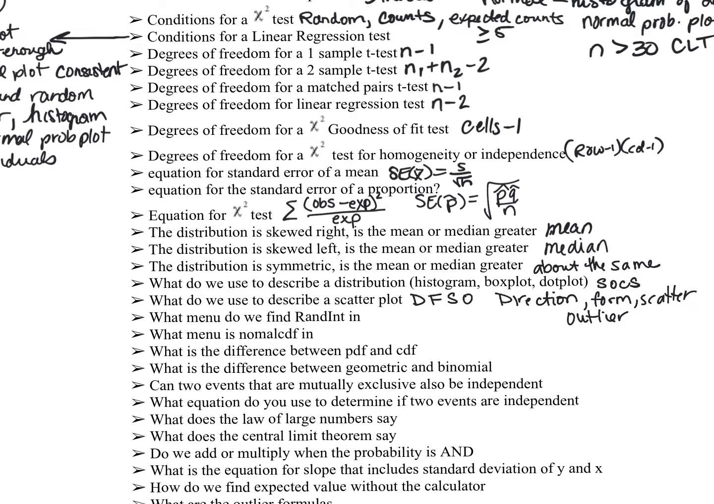And then outliers. Okay, if you need to use RandInt, what menu do you find it on the calculator, Ava? Math, PRB 5. Yes, math PRB. But you're not Ava. My bad. I got so excited. Ava, you can answer the next question.